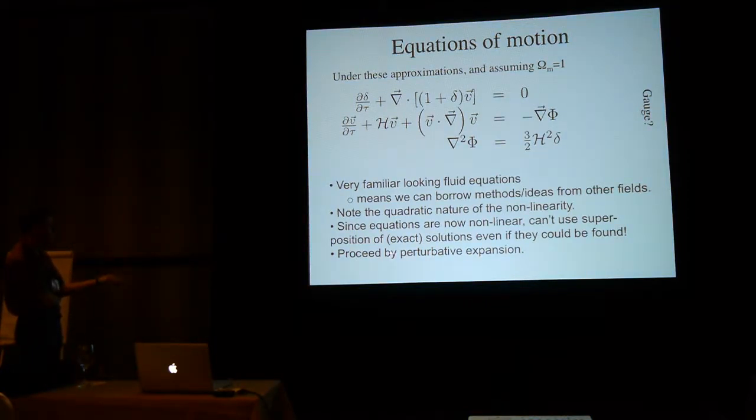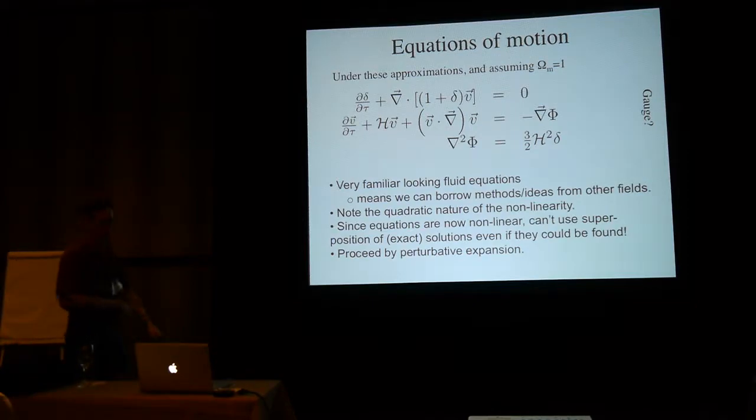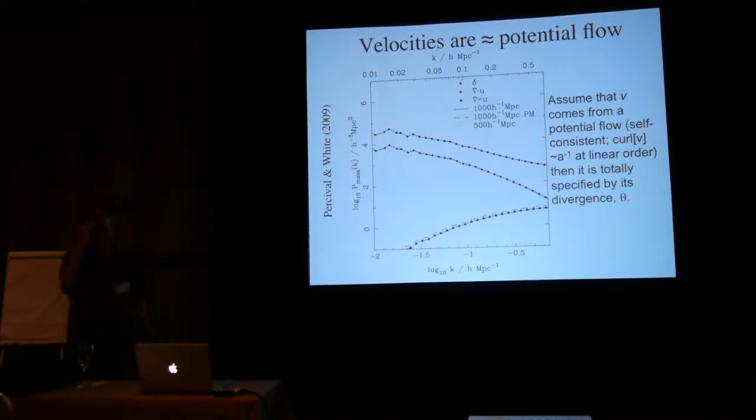And so in this set of lectures, we're going to proceed by perturbative expansion. And we're going to make an approximation to these equations to make life a little bit easier, that the velocities all come from a potential flow. That is, they are the gradient of some scalar function. And that turns out to be a relatively good approximation on large scales.